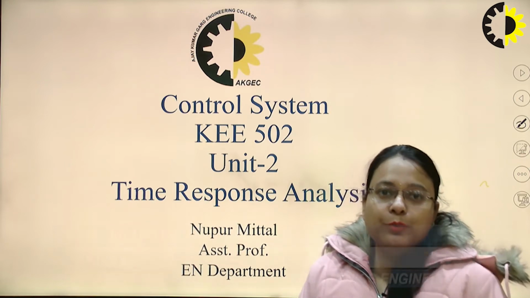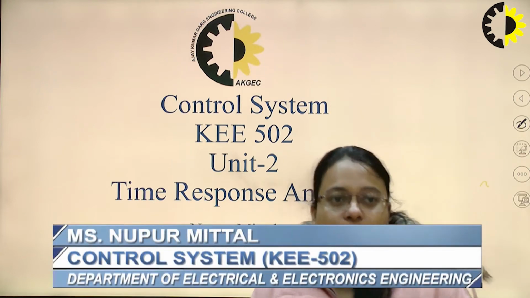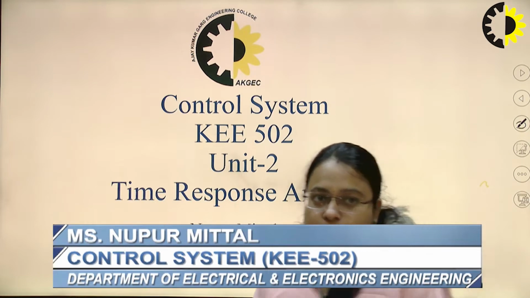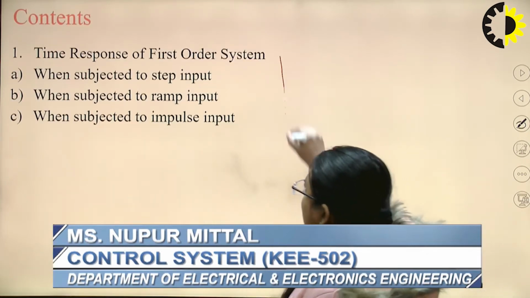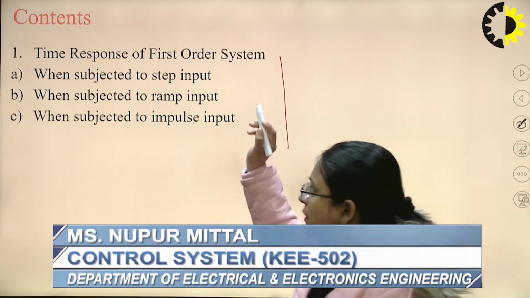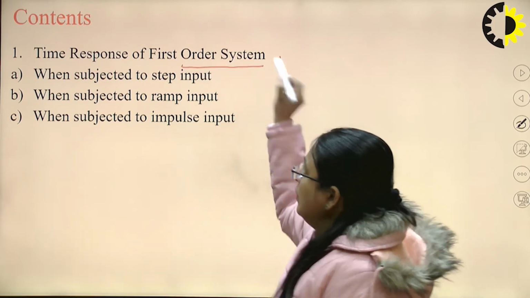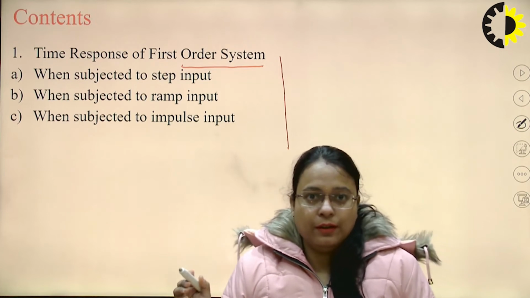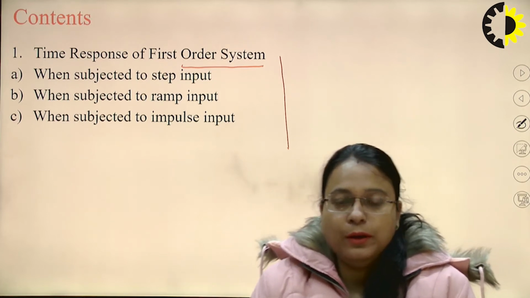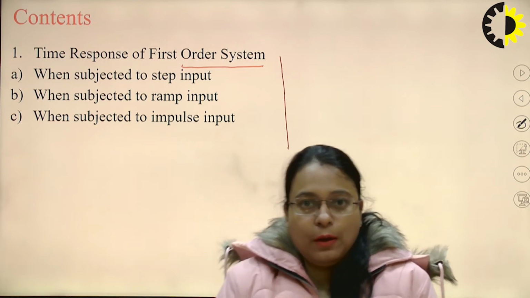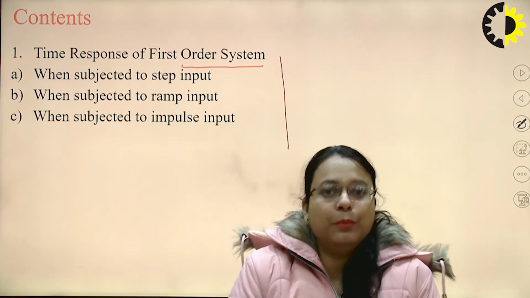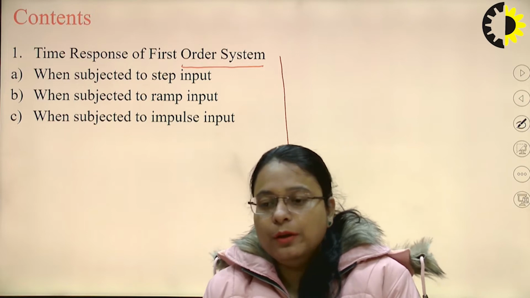Today I am going to discuss the time response analysis of control systems. These are the basic contents of today's lecture. Here I will first tell you about the response of the first order system. We will discuss one by one what is a first order system, what is a second order system, and then we'll talk about the different inputs which are applied to a particular control system.